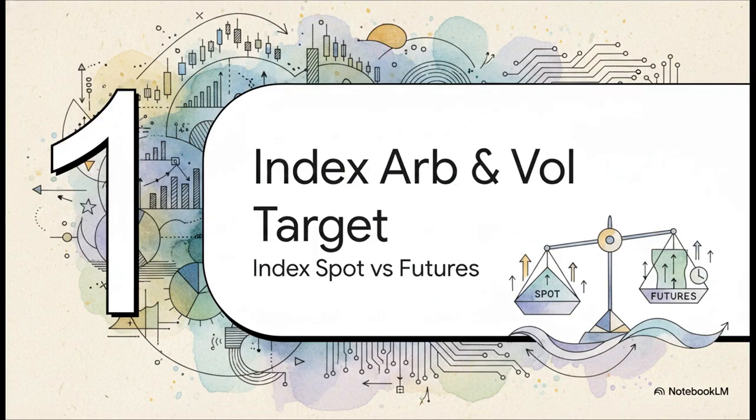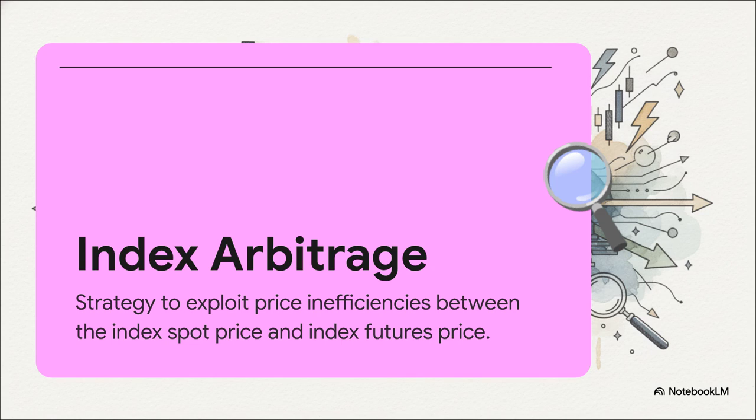Part 1, Index Arbitrage and Vol Targeting. To start, we really have to look at how spot prices and futures are linked. The no-arbitrage futures formula mathematically locks the current spot price and the futures price together. In plain English, the fair price of a futures contract has to equal the current spot price of the index minus any discounted dividends paid before expiration and then compounded at the risk-free rate. That accounts for your cost of carry.